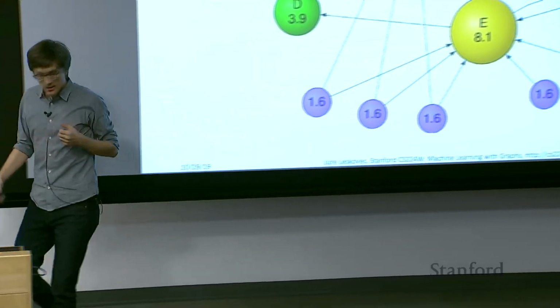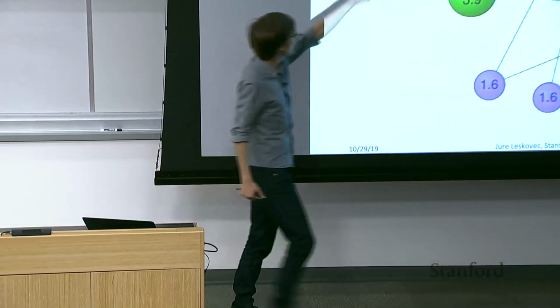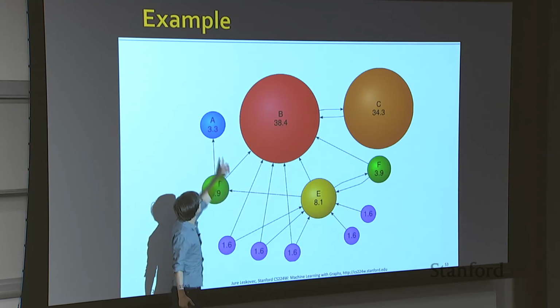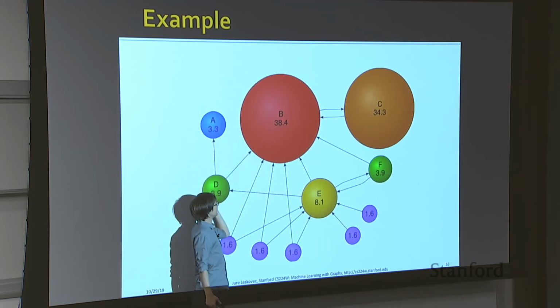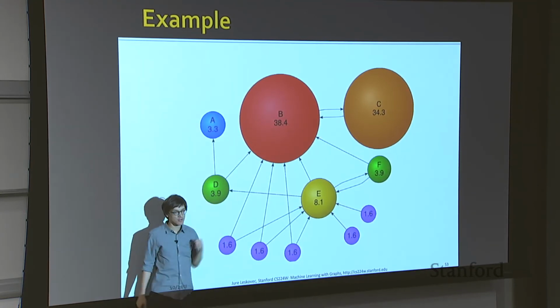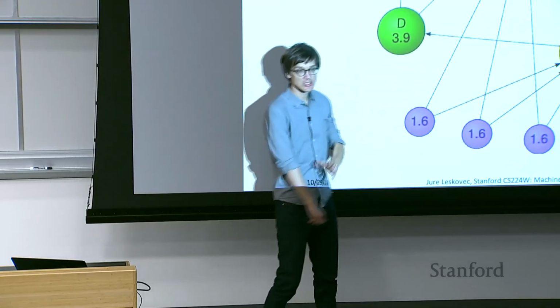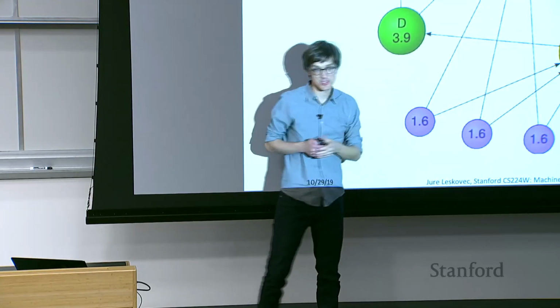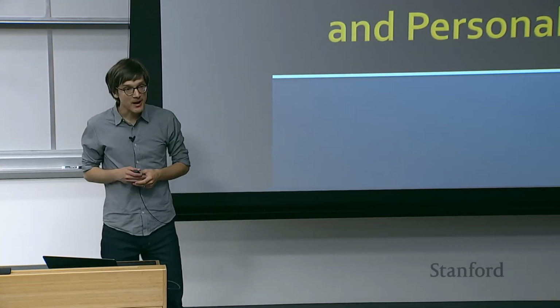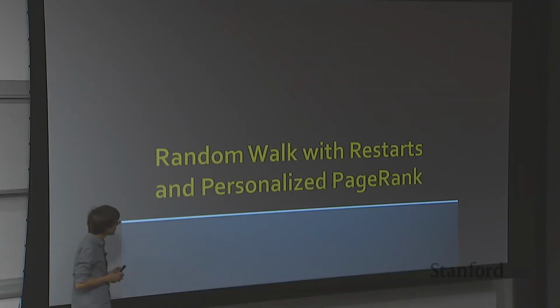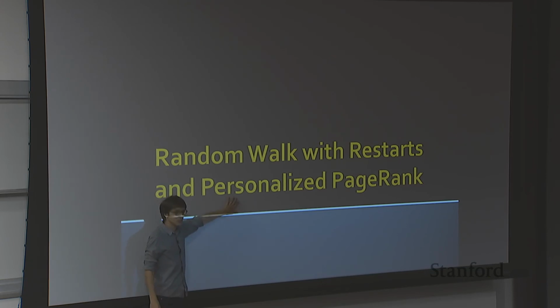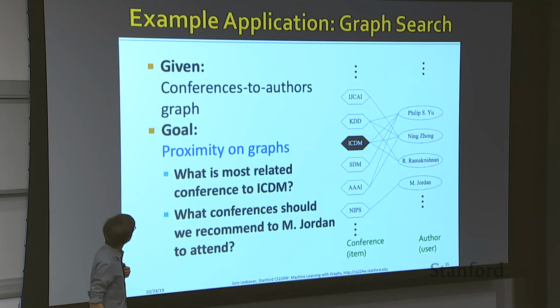So this makes a lot of sense, right? And then A, because it's pointed to by D, actually has less importance because there's also that link and there is the random jump. Okay, so this is an example of how this would give you importances of the nodes on the graph. Let me now show you one application of this, and we'll talk about the notion of personalized PageRank and random walk with restarts.